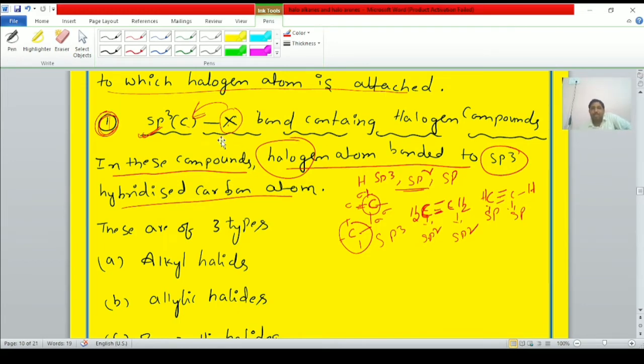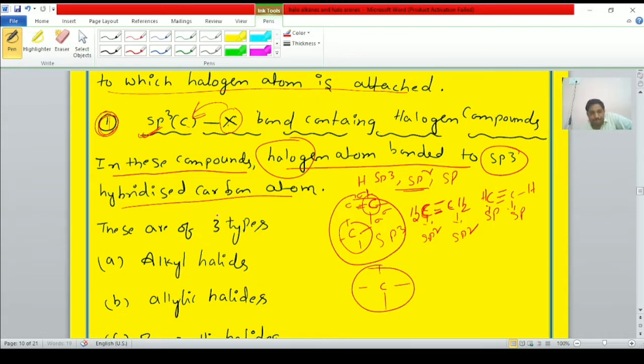Here, students, compounds containing a carbon sp3-halogen bond are the first category. In these compounds, the halogen atom is bonded to an sp3 hybridized carbon. That is the first category, students. The carbon atom is bonded to only sigma bonds. There is no pi bond.